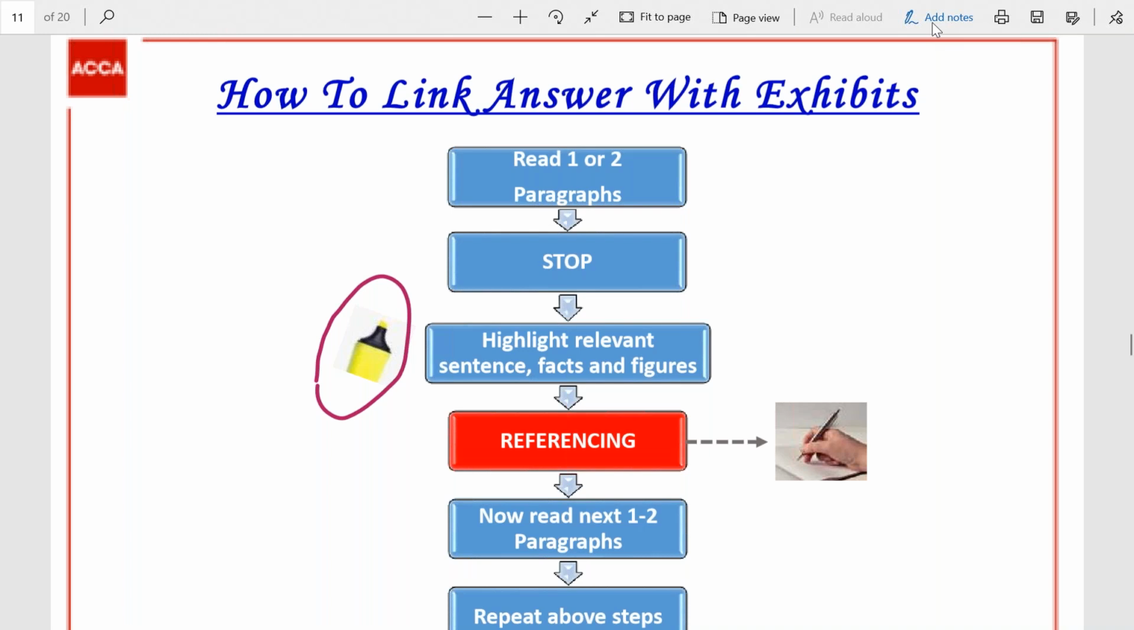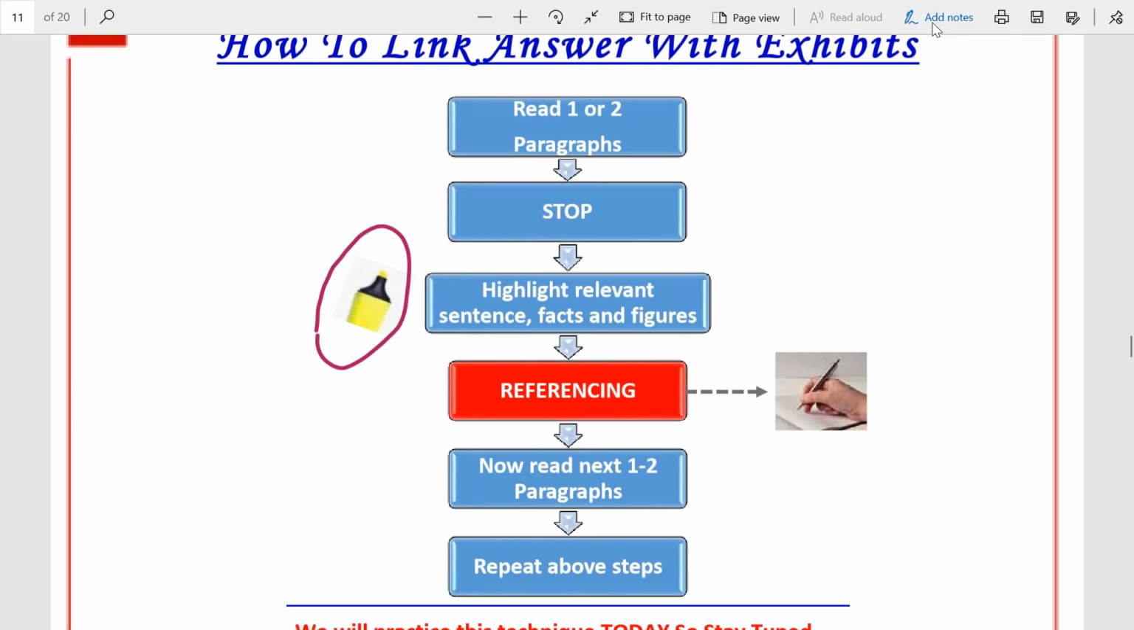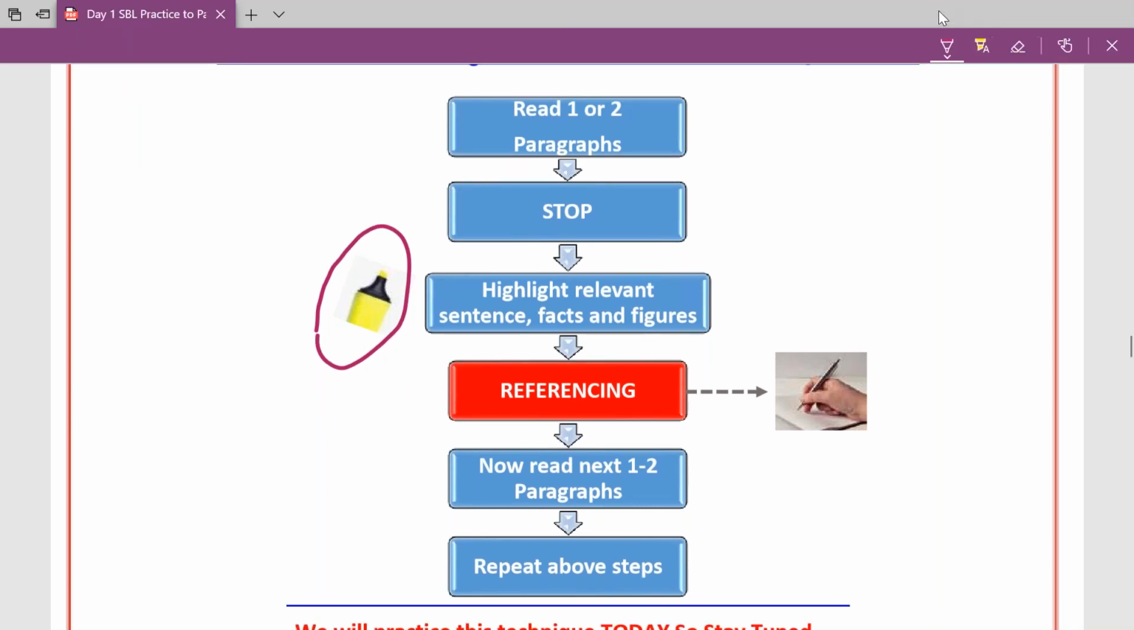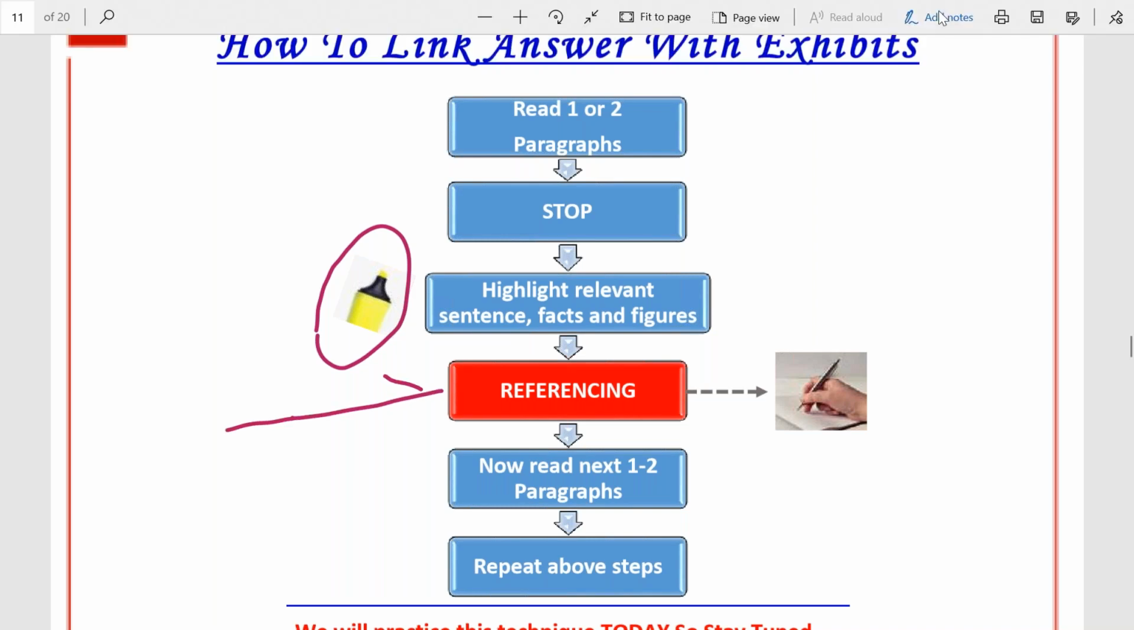Okay, so once you have highlighted, that's not enough. The most important thing is the next thing, which is called referencing. This is where most students struggle, and this is where my suggested technique comes in, that you need to do referencing. Now, what do I mean by referencing?